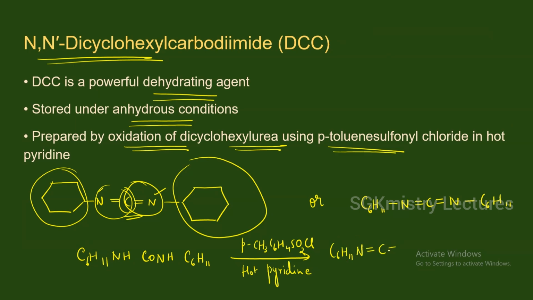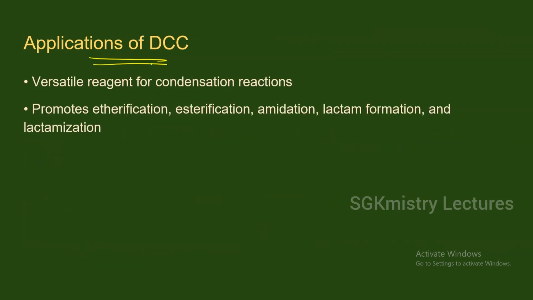C6H11N=C=N, again C6H11. So coming on to the applications of DCC. It is a versatile reagent that can bring about condensation reactions very smoothly. It can also practically bring the two reacting groups together. So smoothly the condensation reaction can take place in the presence of this DCC, and it promotes these reactions because of this particular property.